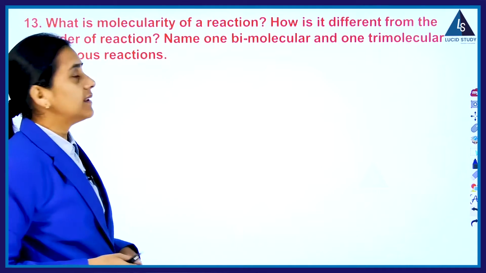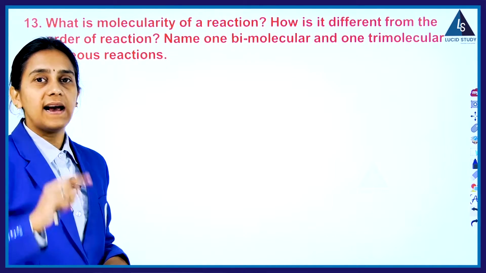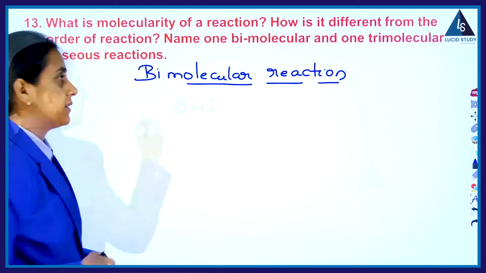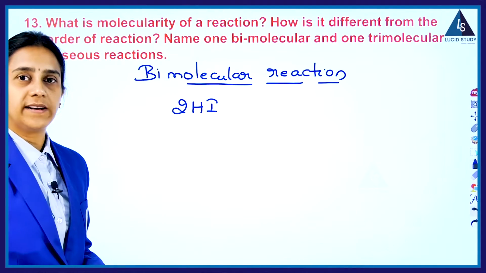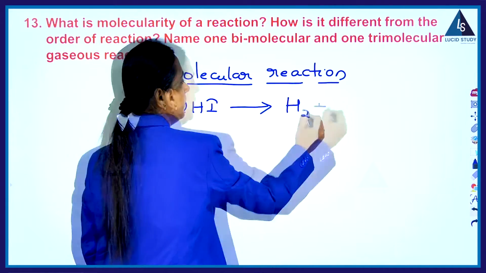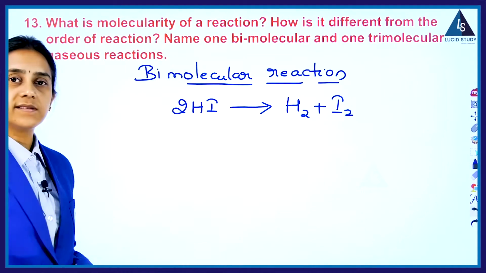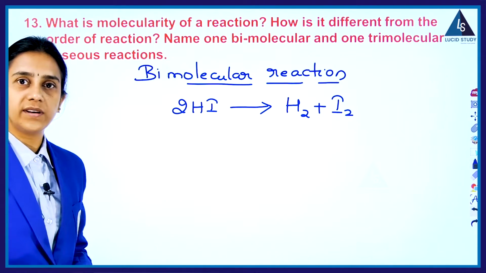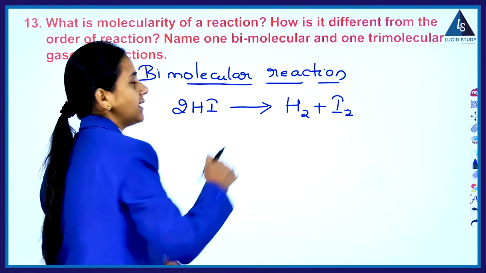The next is, name one bimolecular and one trimolecular reaction. Bimolecular reaction: 2HI, that is 2 moles of HI, hydrogen iodide, they dissociate to form H2 plus I2. So this is a bimolecular reaction. 2 moles of HI are dissociated into H2 plus I2.